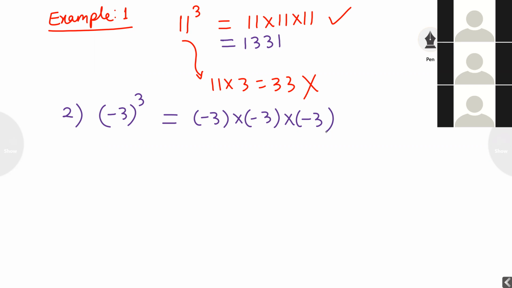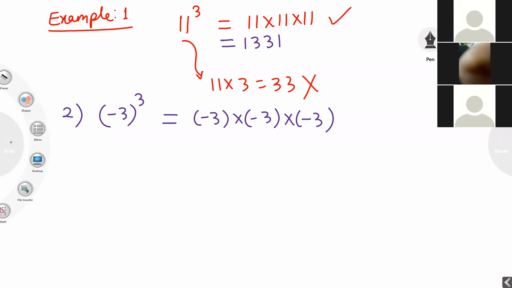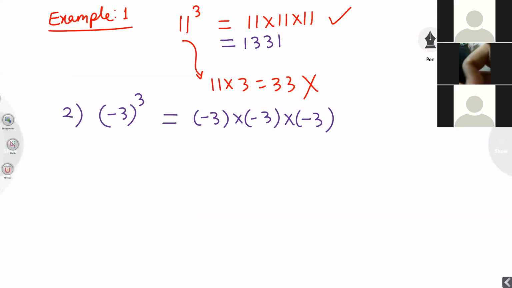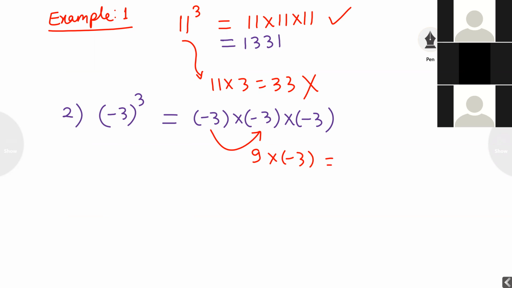Again, listen carefully. If the negative sign is coming odd times, the answer will always be negative. If the negative sign is coming even times, the answer will always be positive. With the help of calculation also, you can check it here. Minus 3 into minus 3 is plus 9, 9 into minus 3 is equal to minus 27.